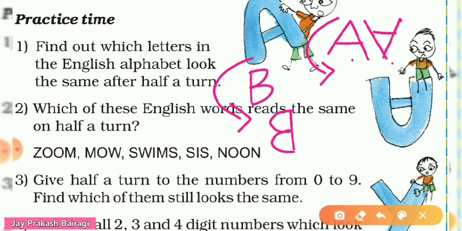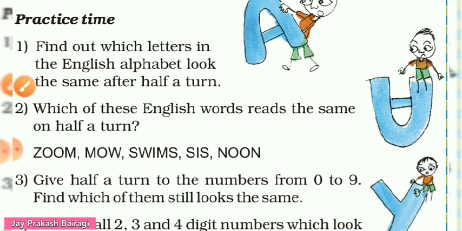So both are not the same. In this way you can check all the alphabetical letters. Let me tell you the letters which are the same if we give them a half turn.